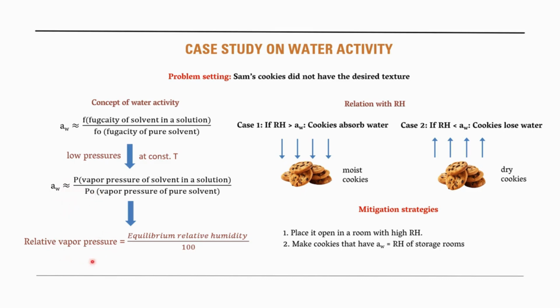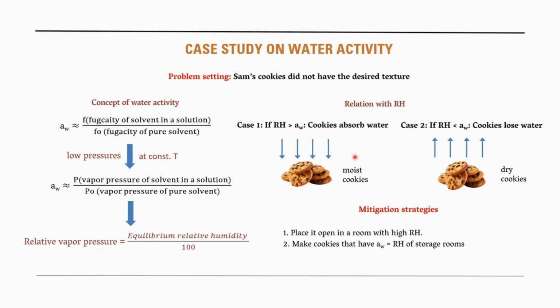Relative vapor pressure is given as equilibrium relative humidity divided by 100. So what does it mean? It means that at a given point in time, if we know the relative humidity, we can calculate water activity. But how does this relate to Sam's cookie not having desired texture?